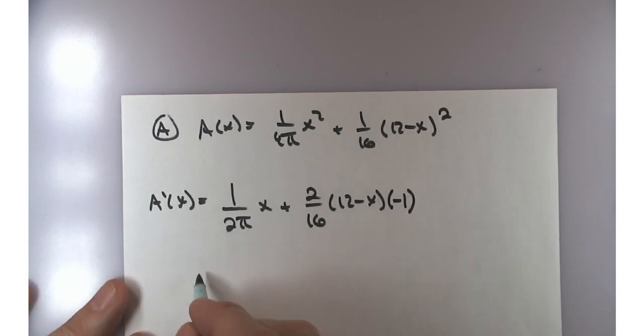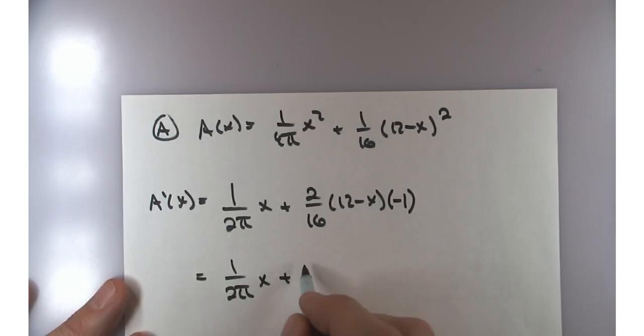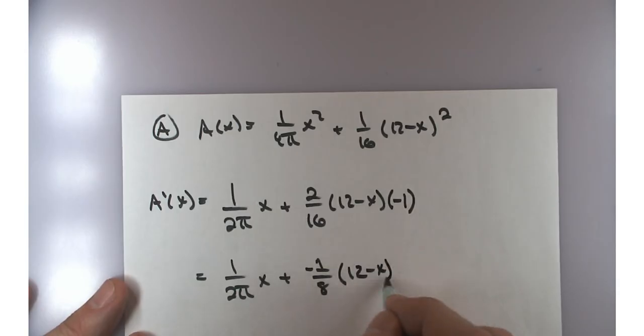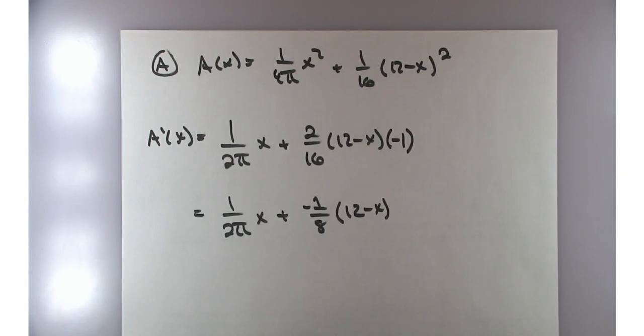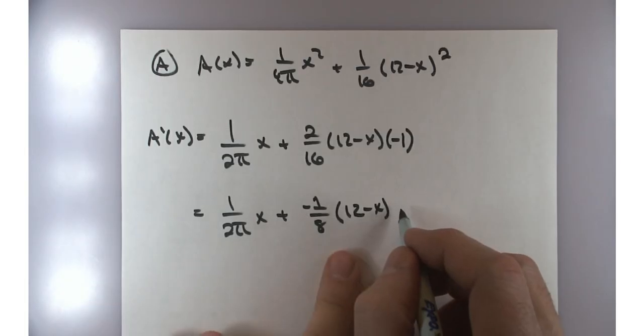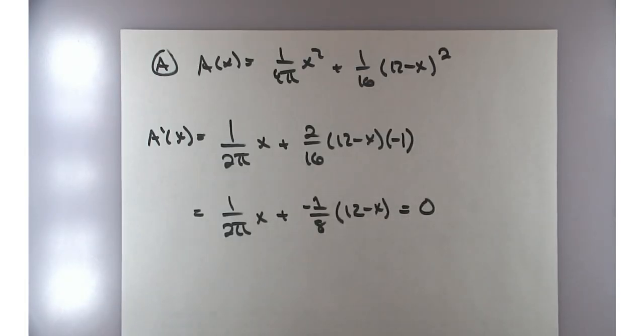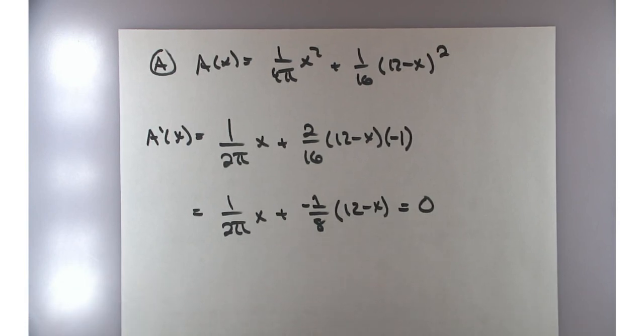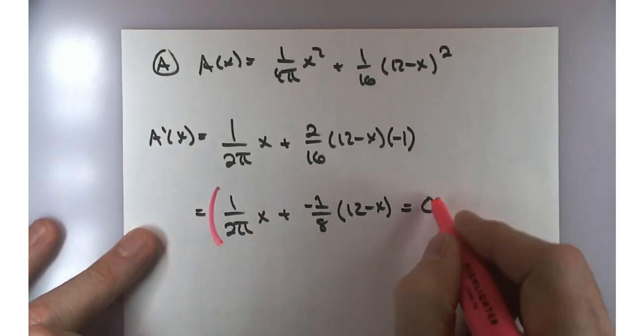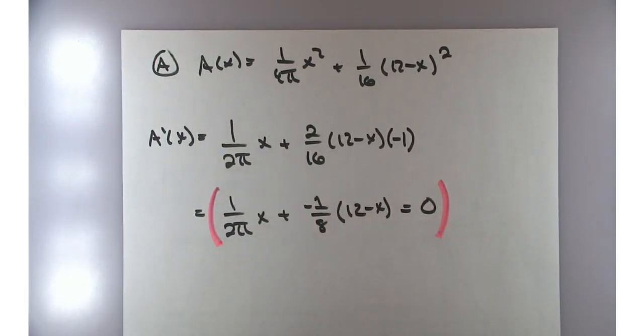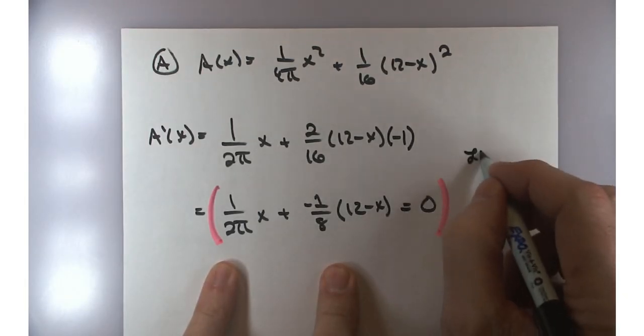Let's clean this up a little bit. 1 over 2 pi times x plus, well, negative 1 over 8 times 12 minus x. I suppose I still want to clean this up a little bit. Do I? Maybe, maybe not. I want to know where that's equal to 0. So I think the easiest thing for me to do at this point would be to clear out the fractions by multiplying through by the lowest common denominator. What's the LCD going to be for me in this case?